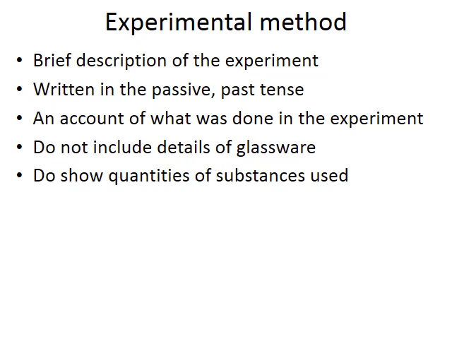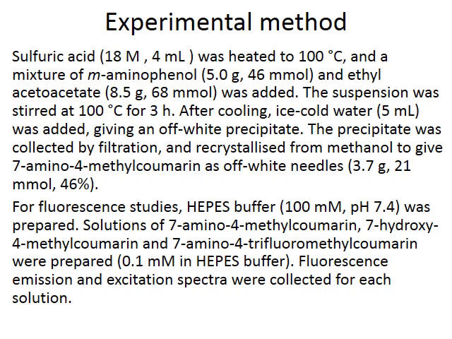Let's have a look at an example experimental method. Notice that the experimental method is written in paragraph form, not in a list. Let's have a look at the first phrase. Notice that it doesn't say, "I heated sulfuric acid." Instead, it says, "Sulfuric acid was heated." This is because experimental methods should be written in the passive third person.